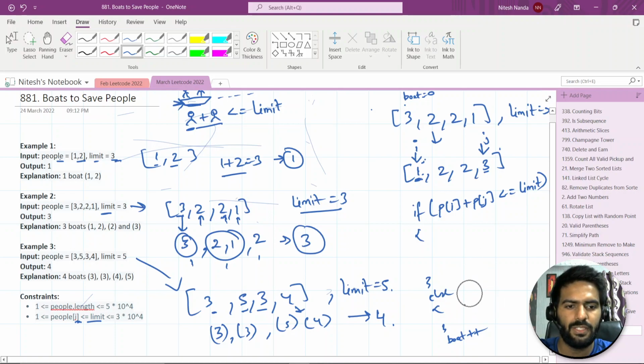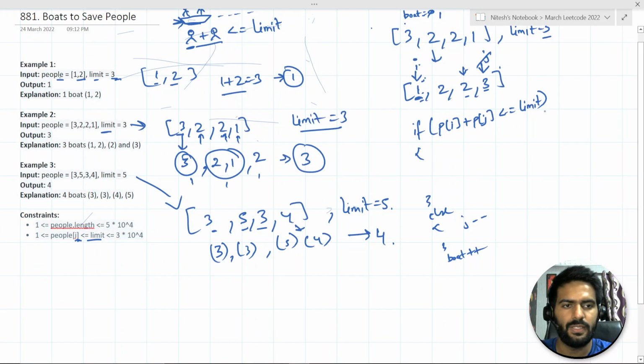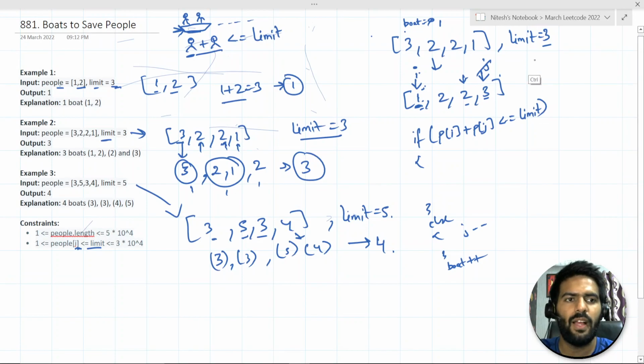So what we will do, we will just do j minus minus here, and we will move it here, and we will increment our boat, so boat will become 1. We'll again check whether 1 plus j is less than or equal to the limit. So our limit is 3, and 1 plus 2, this is j, is less than or equal to the limit. So what we will do, we will increment i plus plus, and we will also decrement j.